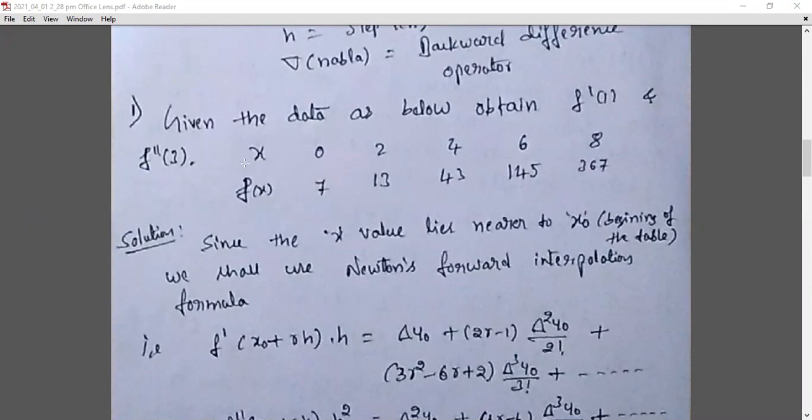Suppose I would like to find the value of the derivative f dash of x at x equal to 7. As 7 lies closer to 8, that is at the end of the table, we'll be using the backward interpolation formula.